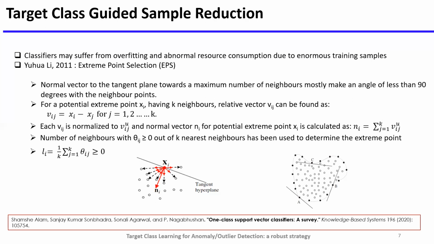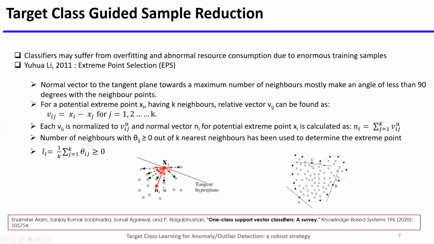So to estimate the normal vector to the tangent plane, each Vij is normalized to Vij hat. In this particular figure, you can see that if the angle between the normal vector Ni and the tangent vector Vij of a data point is computed, it should be between 0 and pi by 2, or 90 degrees. So you must consider all the k neighbors.